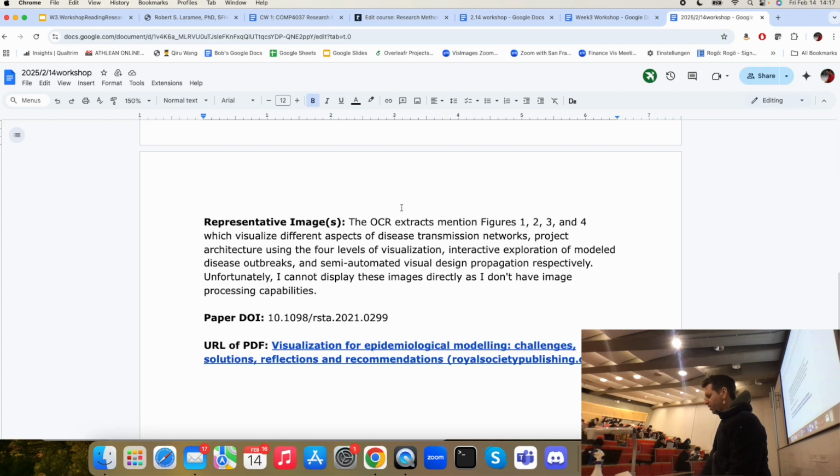Okay, so representative images, you'd also get points deducted for this. If you submitted this for coursework 1, you'd get deductions. You need to actually include the images so we can see them. It doesn't do us any good to just say, oh, there's a figure in there. That's not very helpful. We need to see the image.